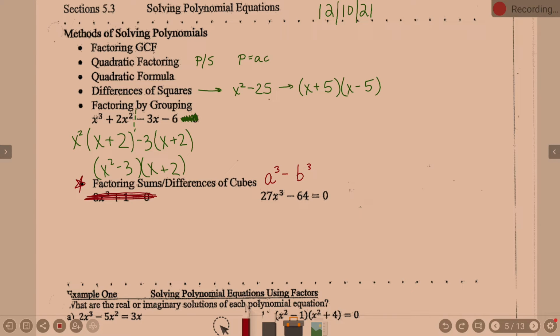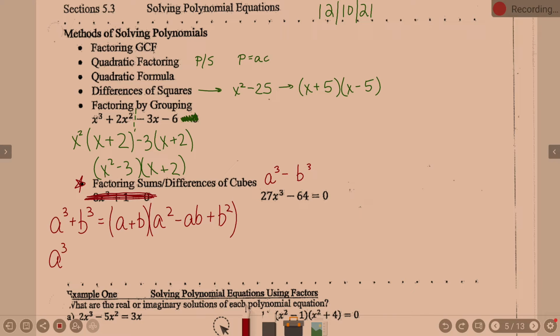I'm going to write the formulas out that it would be helpful for you to know. So if something is in the form a cubed plus b cubed, it factors into a plus b times a squared minus ab plus b squared. So this factors into a binomial times a trinomial.